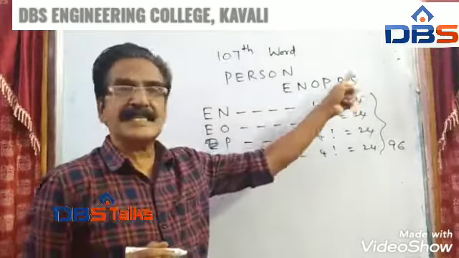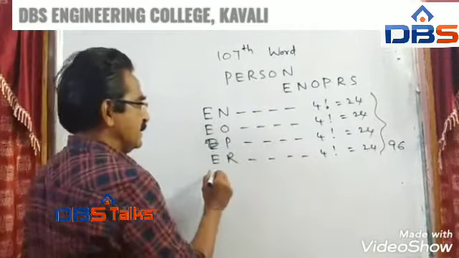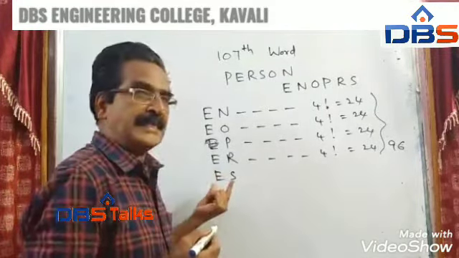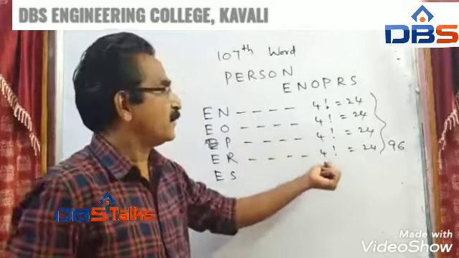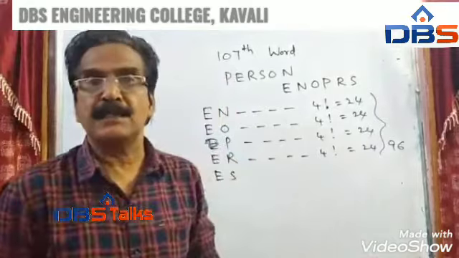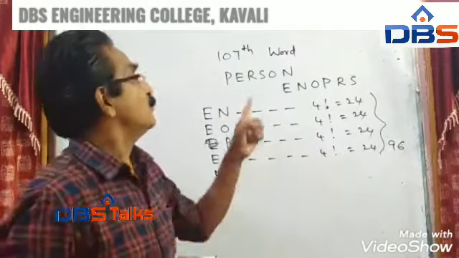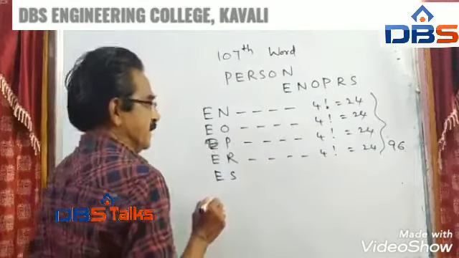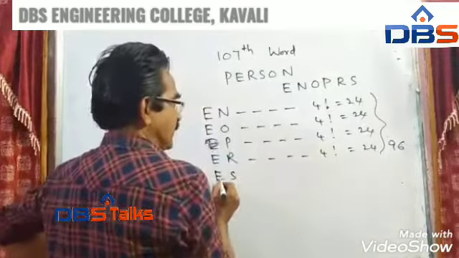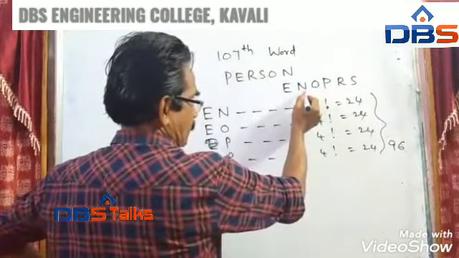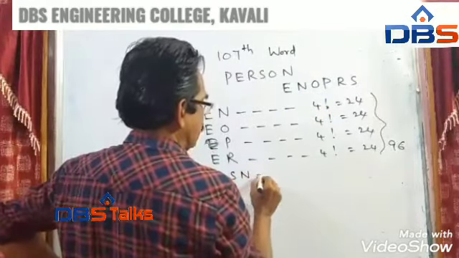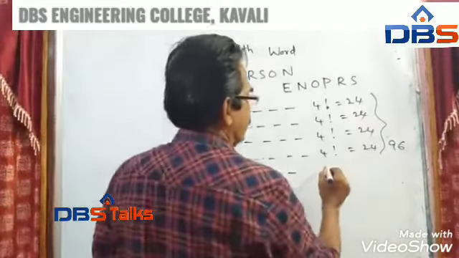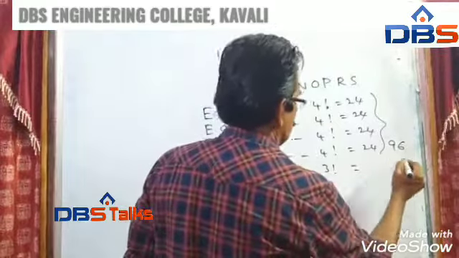Next term is ES. See friends, if we take ES, again 4 blanks, 4 factorial, that becomes 120. 96 and 24 is 120. So we want only the 107th word. So we have to take the third letter also. So ES, the first smallest letter is N. How many words are there beginning with ESN? ESN, 3 factorial, that is equal to 6.